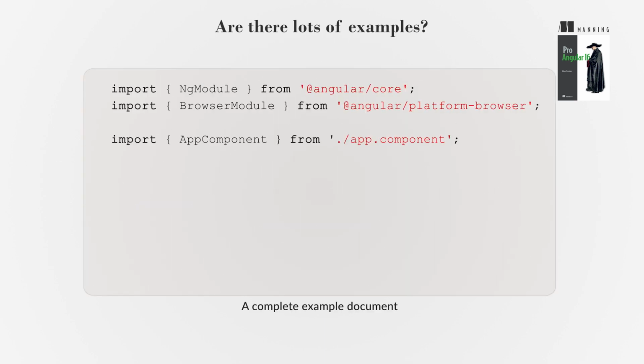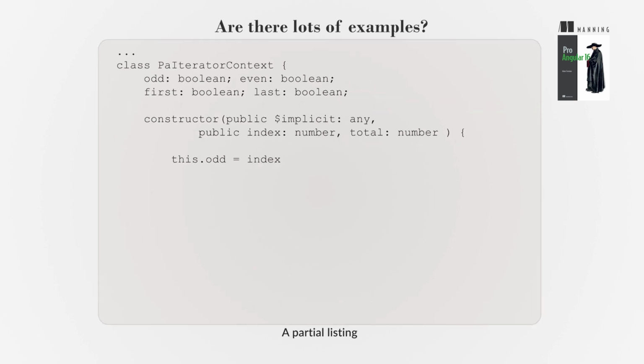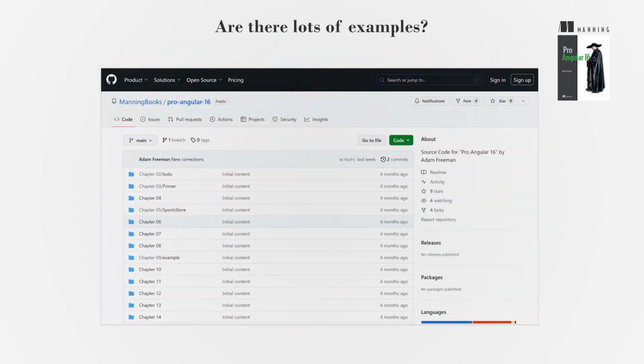The book contains many examples to help you learn Angular. The complete contents are listed the first time a file is used in a chapter. Changes to the code are shown in bold. Sometimes, only the elements that change are shown, creating a partial listing. To access the example code, visit the book's GitHub repository.